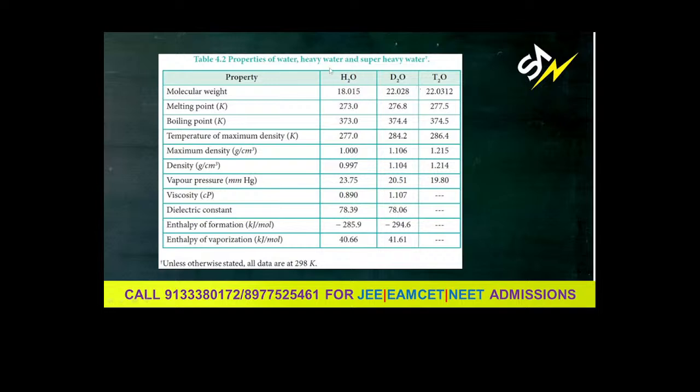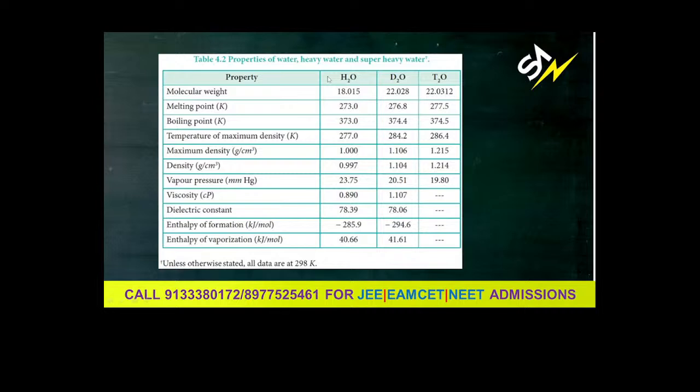The first one, H2O, is a very important compound of hydrogen. After H2O, one more compound is H2O2. H2O2 is called hydrogen peroxide. Clear? So hydrogen peroxide. Now we see the properties of water, heavy water and super heavy water.